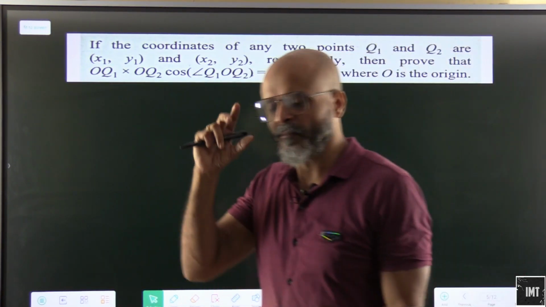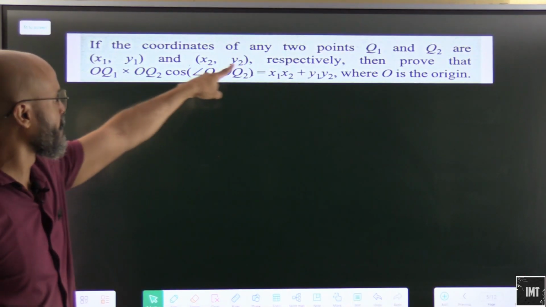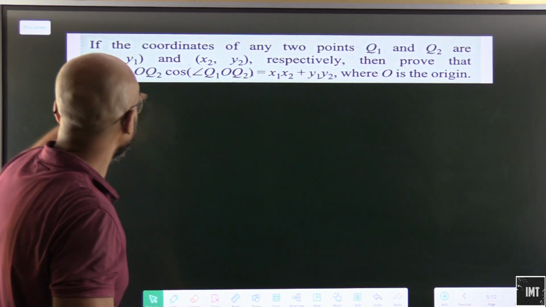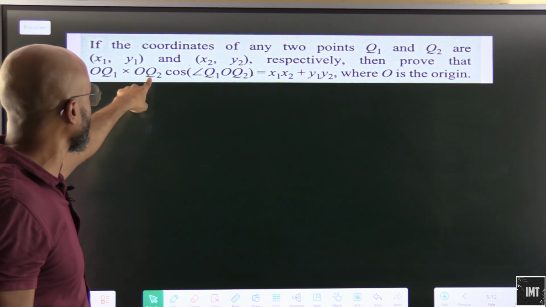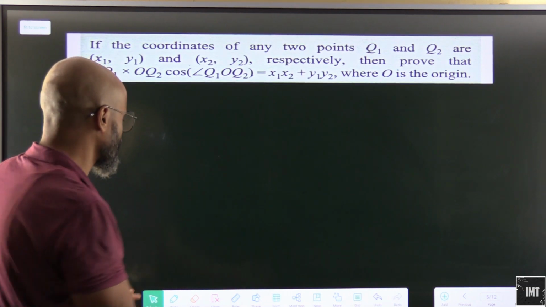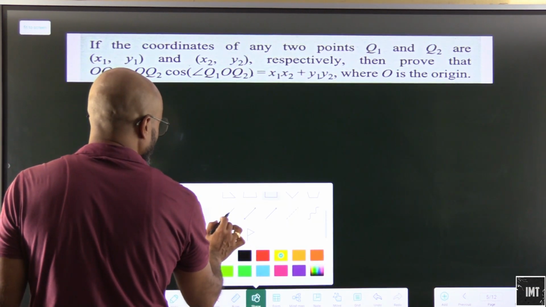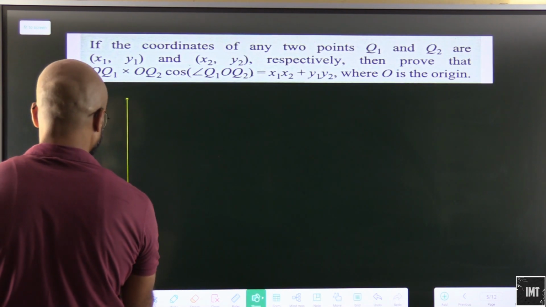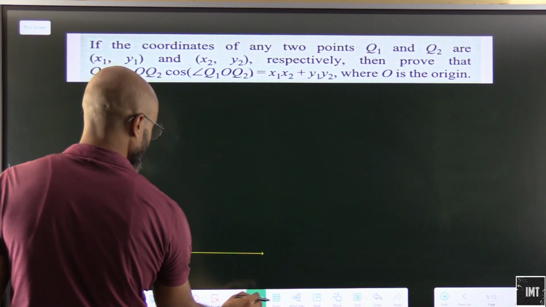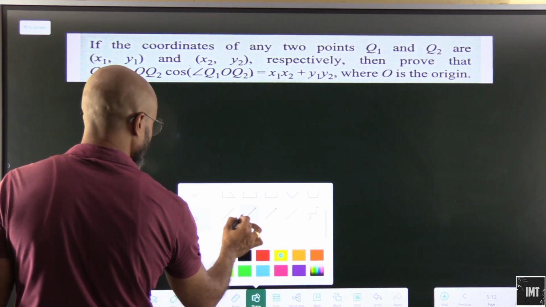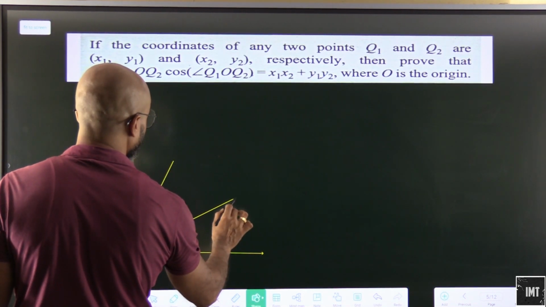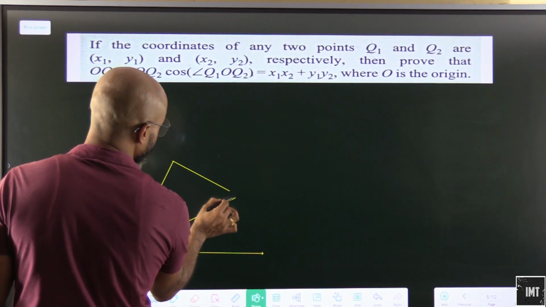Okay, so this problem is: if the coordinates of any points Q1 and Q2 are x1, y1 and x2, y2 respectively, then prove that OQ1 into OQ2 cos of this angle is equal to x1x2 plus y1y2, where O is the origin. So it's pretty much defined that O is the origin, so we don't have to worry much about it. So let's take the coordinate axis here with O as origin, and we have basically one point here and the other point here.